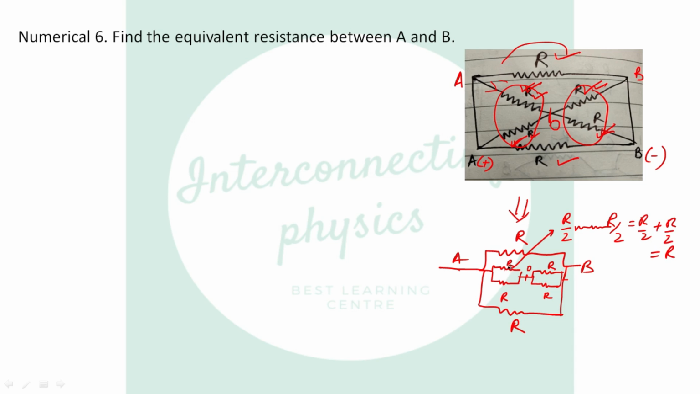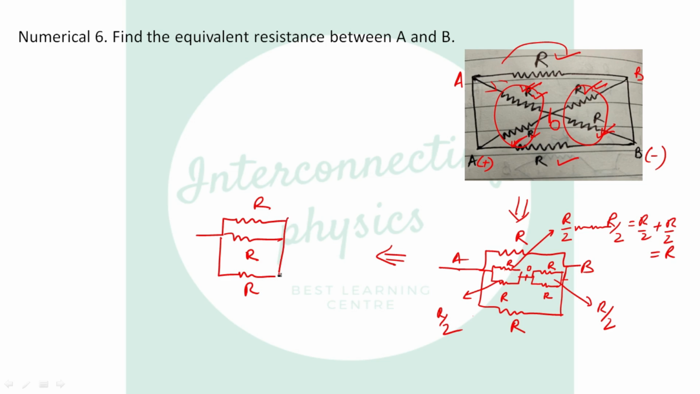Do you understand? R and R are parallel, so the answer will be R by 2. R and R are parallel, so the answer will be R by 2. Now these two are in series, so the answer is R. So that means the equivalent circuit will be R, R and R between point A and point B, and these three are parallel. So the answer is R divided by 3.